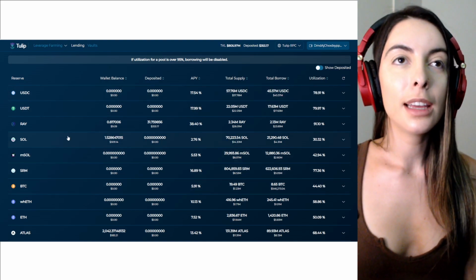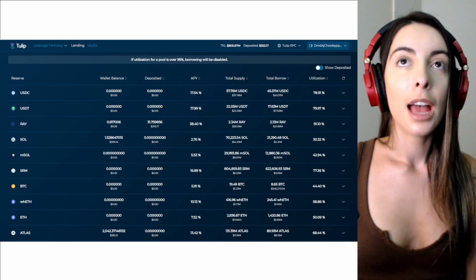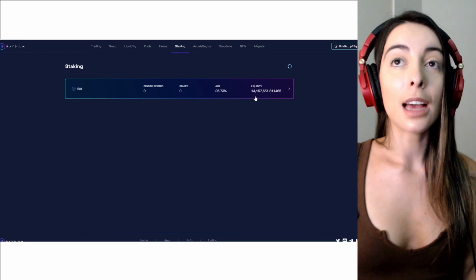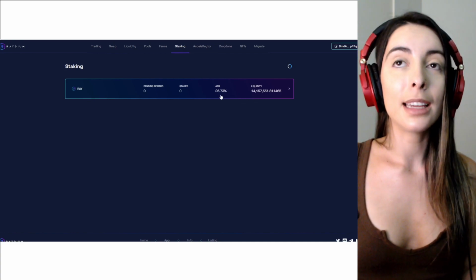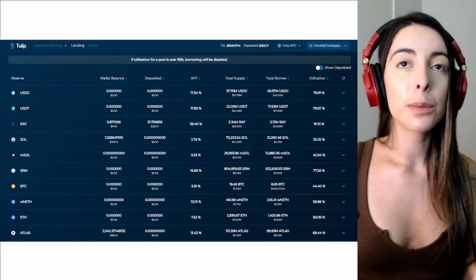Okay, so currently Ray has a really good APY of 38.40%. And if we go back to the Raydium protocol, you can see that it's actually a lot more than the current staking, which is only at 26.73%. So I want to supply my Raydium.